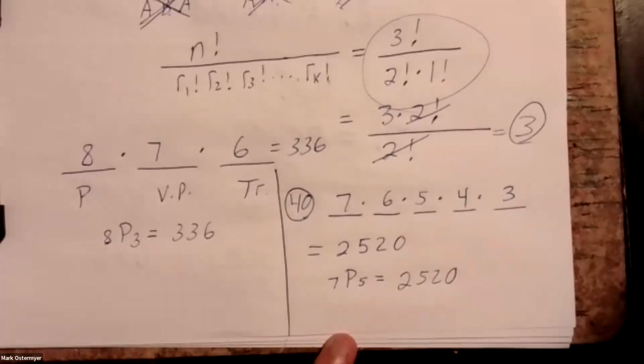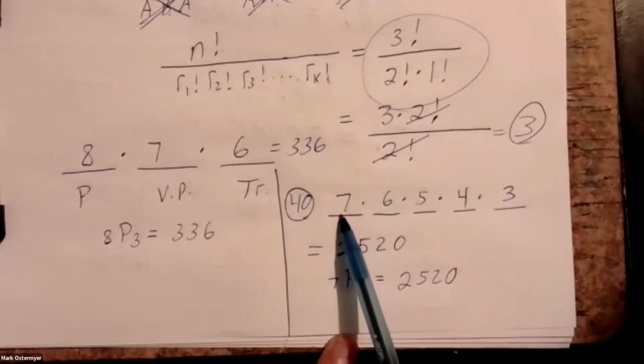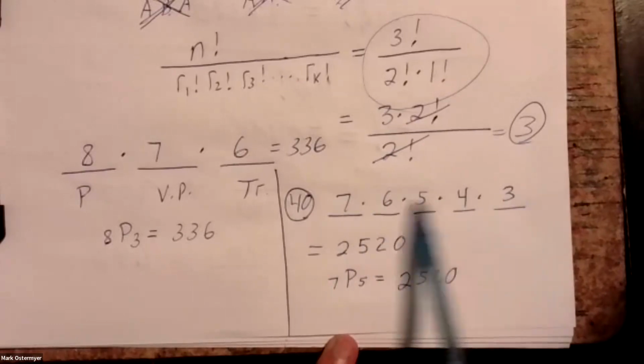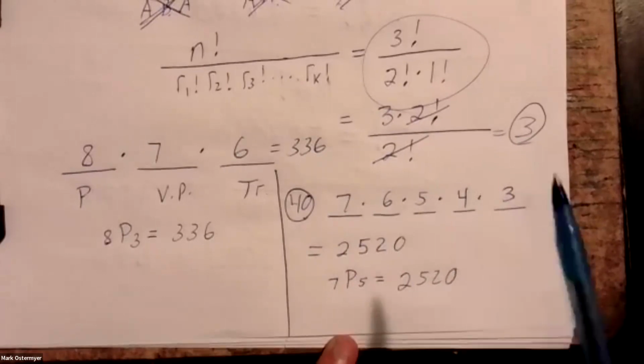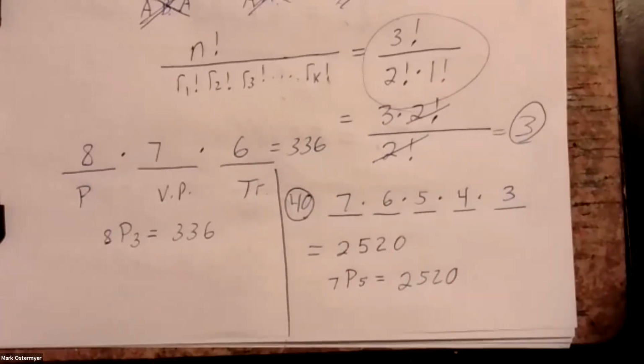So there's 2,520 different ways of basically allocating these 7 labs to 5 people in a specific order. Anybody come up with that?